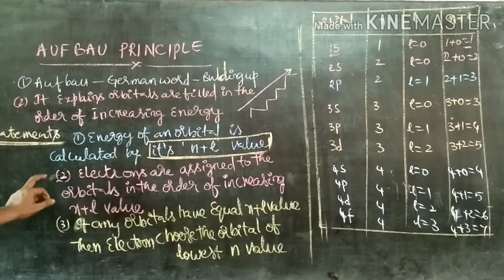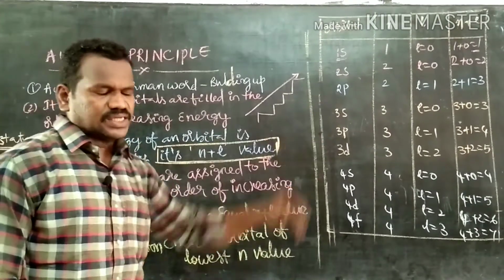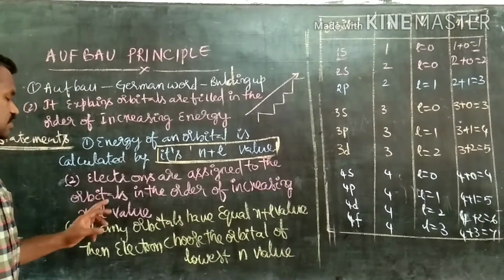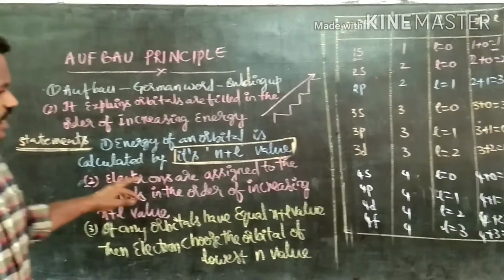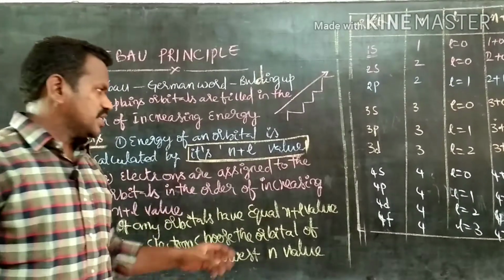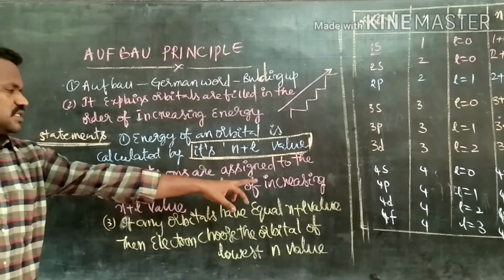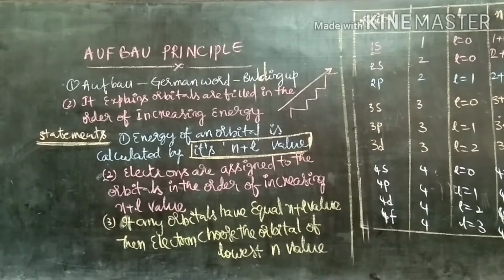Now let us come to statement 2. As per statement 1, we calculated the n plus l value and made the table. Let us consider statement 2: electrons are assigned, that is, filled into the orbitals, in the increasing order of n plus l value.